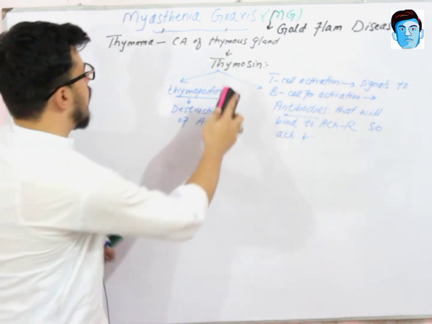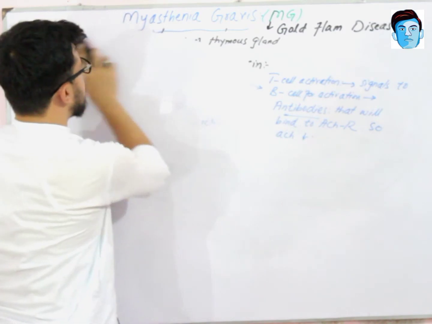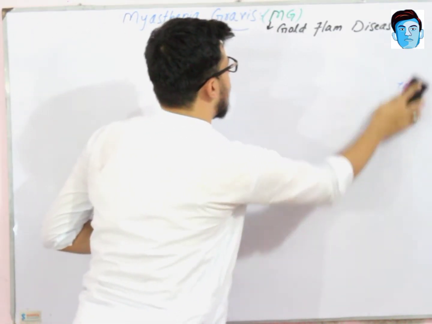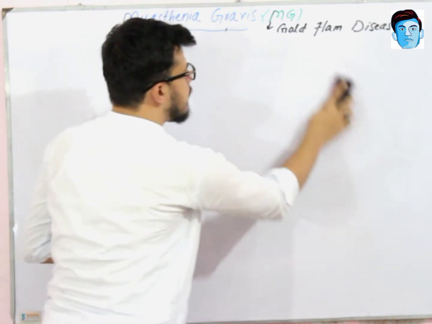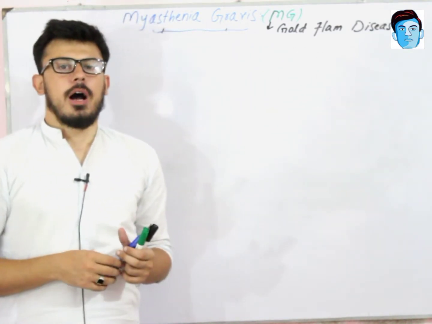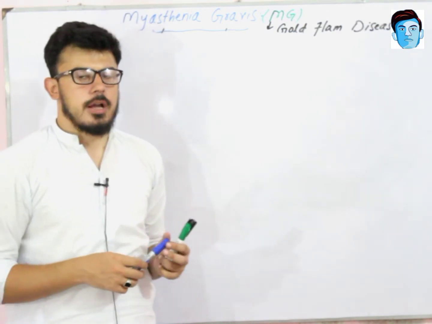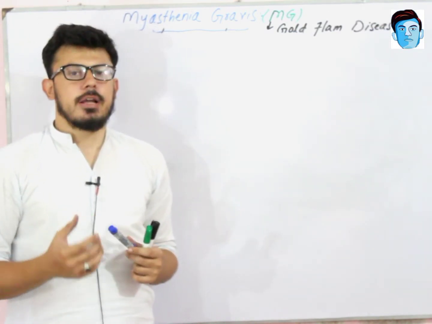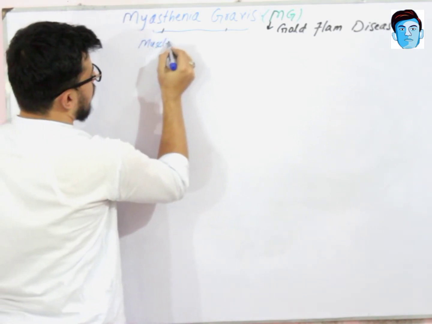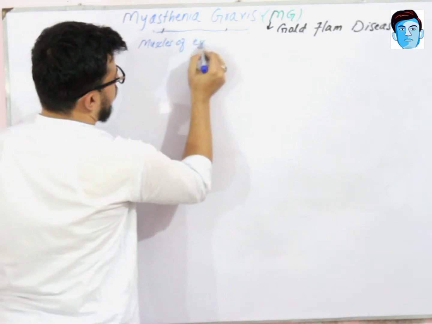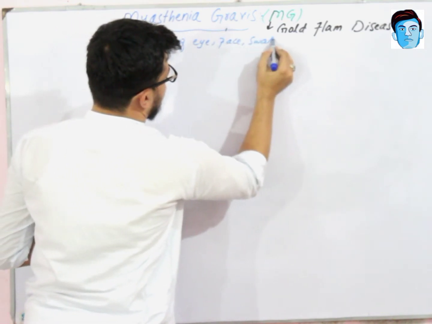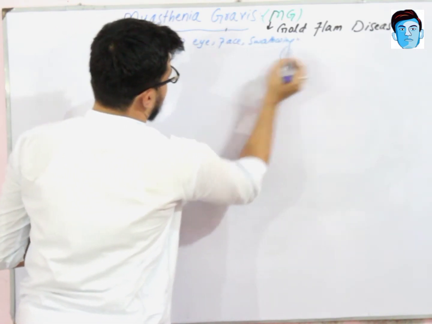Now, what are the clinical features? As I told you earlier, it is a motor disease in which weakness occurs in voluntary skeletal muscles, and the most commonly affected muscles are the muscles of the eye, face, and swallowing. These muscles are usually affected.